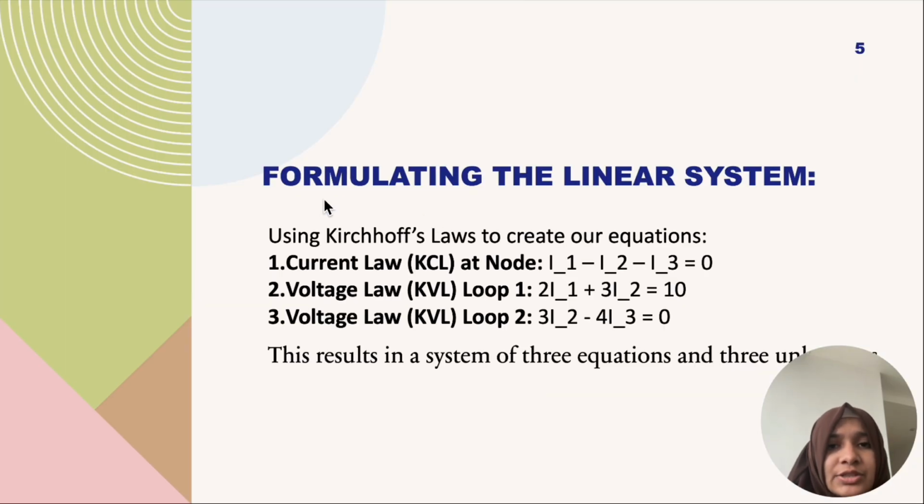To solve this, we use Kirchhoff's laws. First, the current law at the node gives us our first equation: I1 minus I2 minus I3 equals 0. Next, the voltage law for loop 1 gives 2I1 plus 3I2 equals 10, and loop 2 gives us 3I2 minus 4I3 equals 0. Now we have three equations for three unknowns.